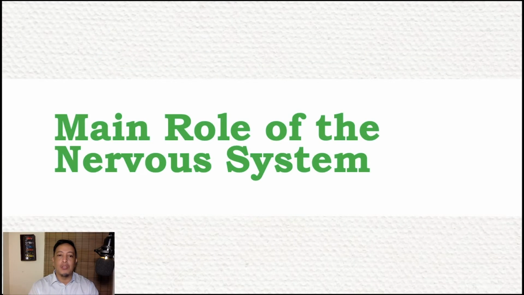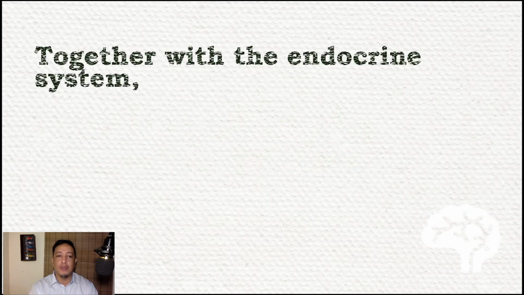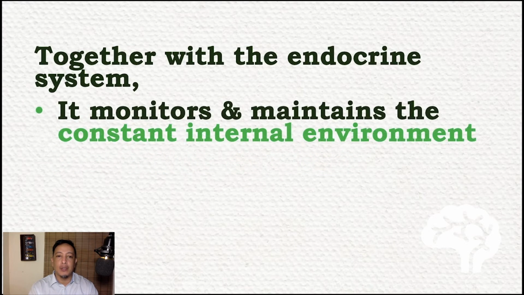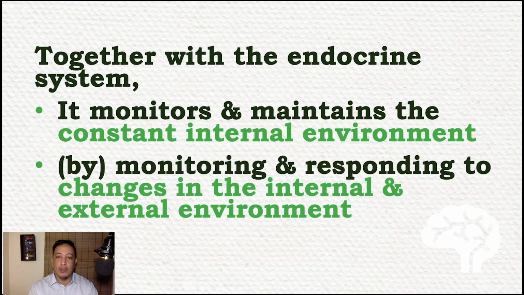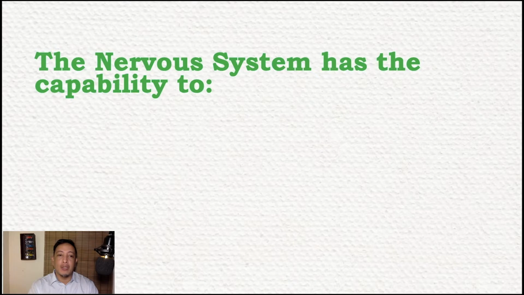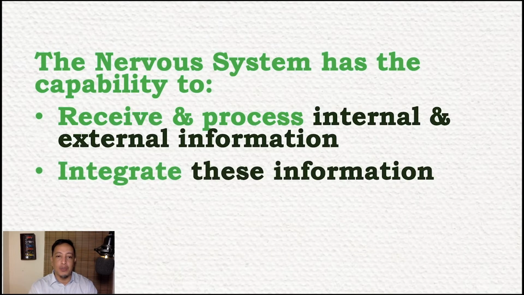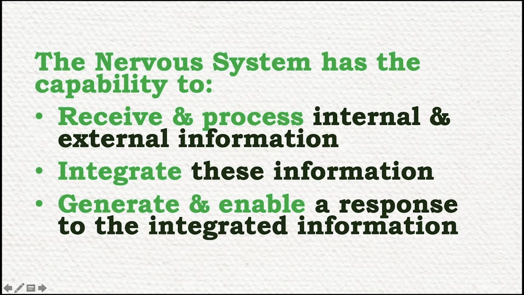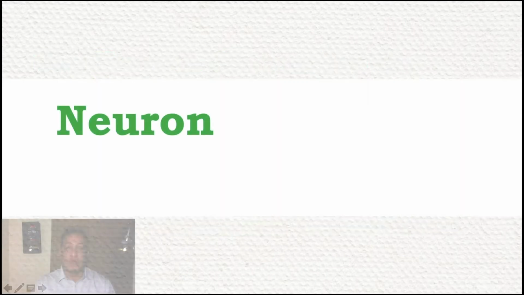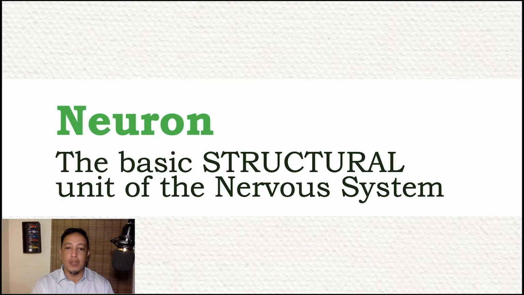The main role of the nervous system, together with the endocrine system, is to monitor and maintain the constant internal environment of the body. This is done by monitoring and responding to changes in the internal and external environment. The nervous system has the capability to receive and process internal and external information. It also has the capability to integrate this information and then to generate and enable a response to the integrated information. So let's start with the basic structural unit of the nervous system, the neuron.